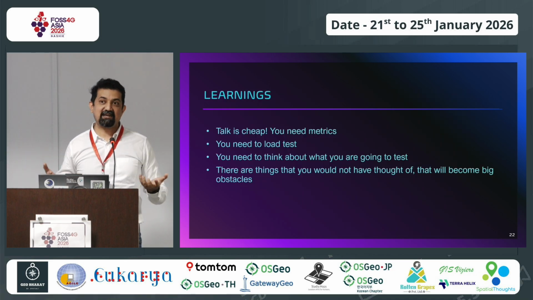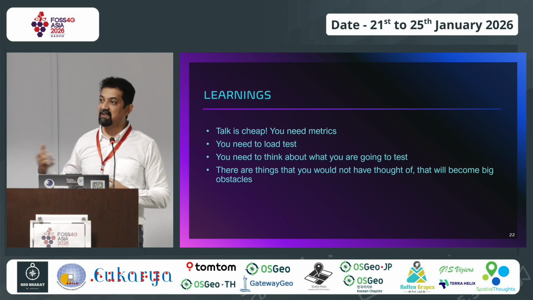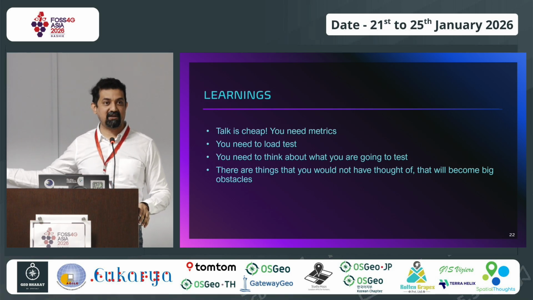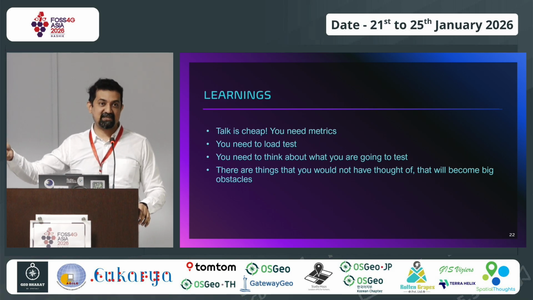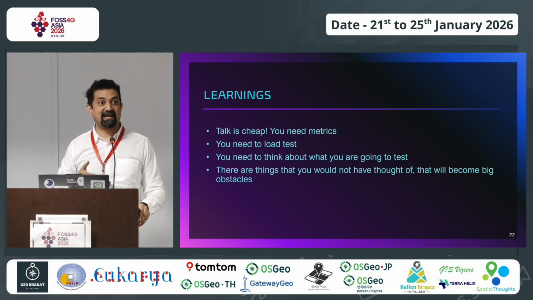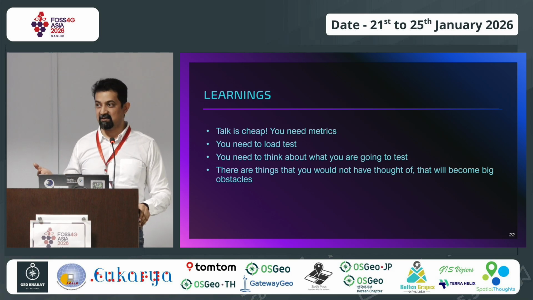The learnings that we had at the end of this project is that talk is very cheap. I can say my app is fast, my app is slow, but unless I have a JMeter graph and a JMeter test report which I can show that I made this change in the parameter and this is how my response time changed, it doesn't mean anything. Secondly, when we are talking about production usage, we need to do a load test. Very often, this is one step that we don't often do.